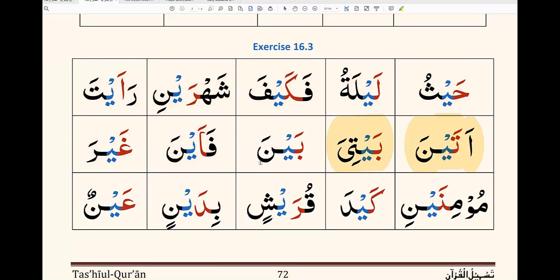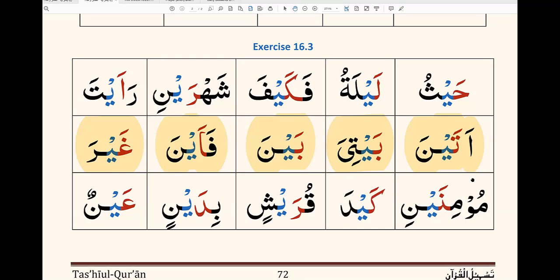Just a second. I'm going on with the highlighter. Okay, once more. Baina. Aina. Fa'aina. Fa'aina. Good. Ghayra. Ghayra. Beautiful. Well done. We're going to go through that line once more.